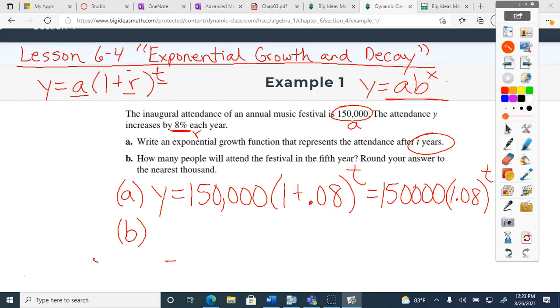Part B, how many people will attend the festival in the 5th year? Round your answer to the nearest 1,000. So we just need to plug what in for T? 5. So Y equals 150,000 times 1.08 to the 5th power. And put that in your calculator.